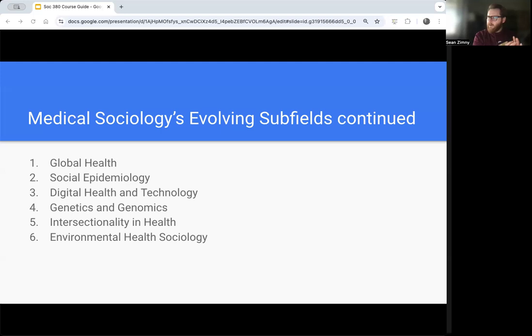And the social piece here, the social epidemiology, we're looking at the social determinants of health along with that, right? Where are our distributions of illness and health experiences? Why do certain racial groups experience these illnesses or diseases more or less than others? Things like that.